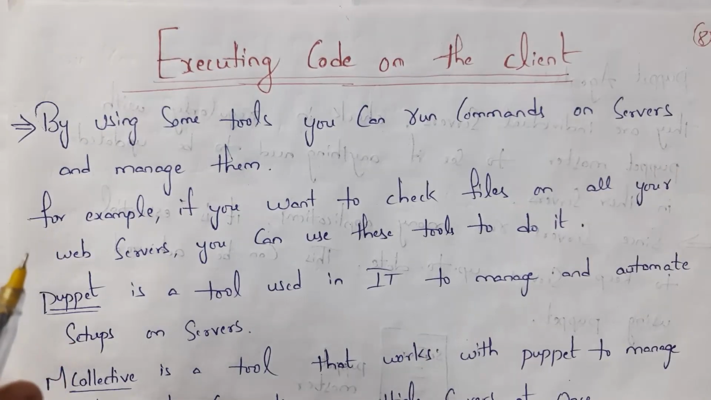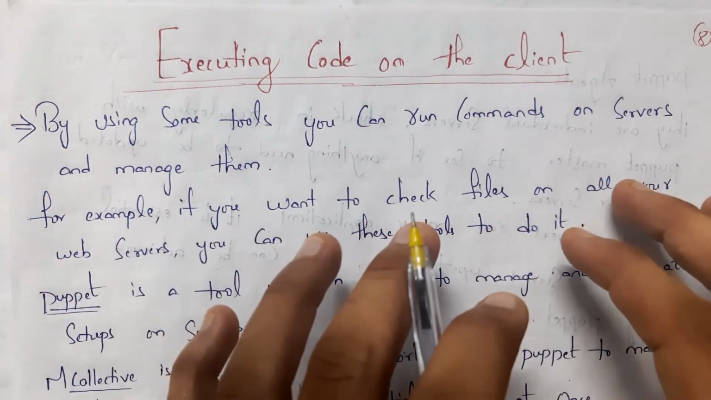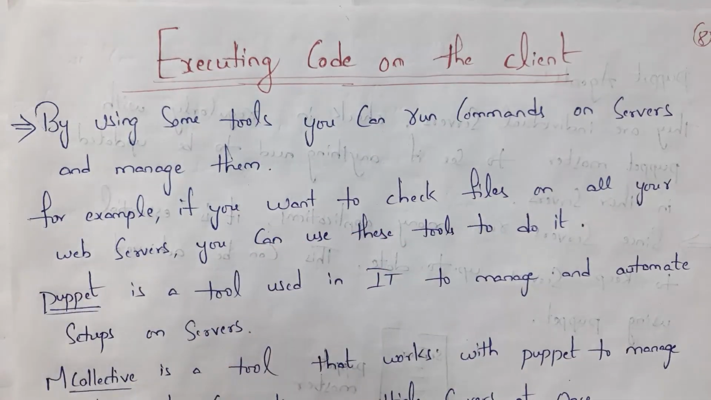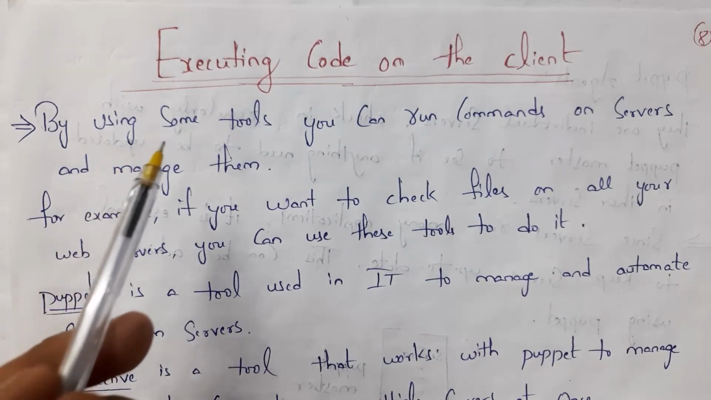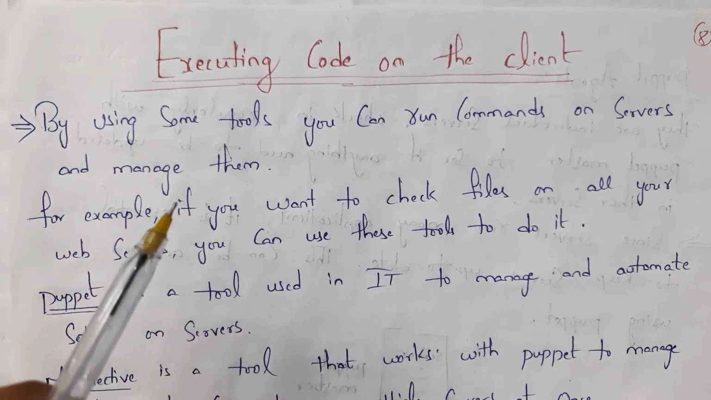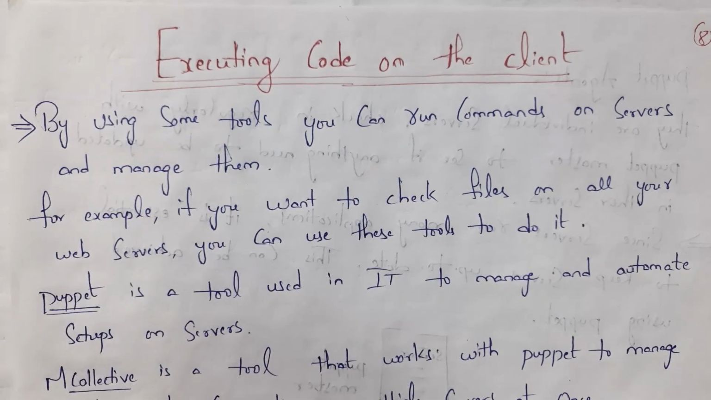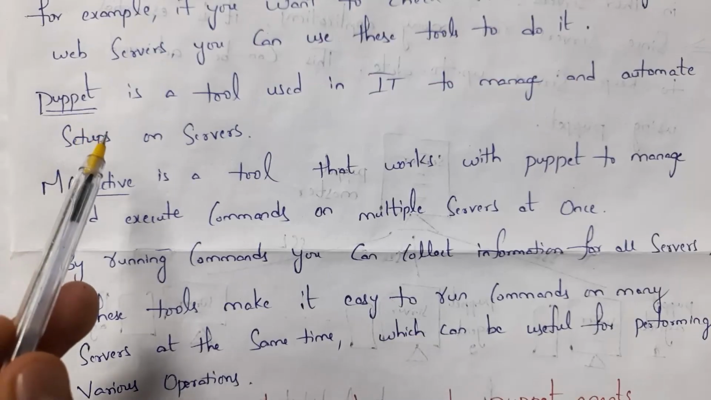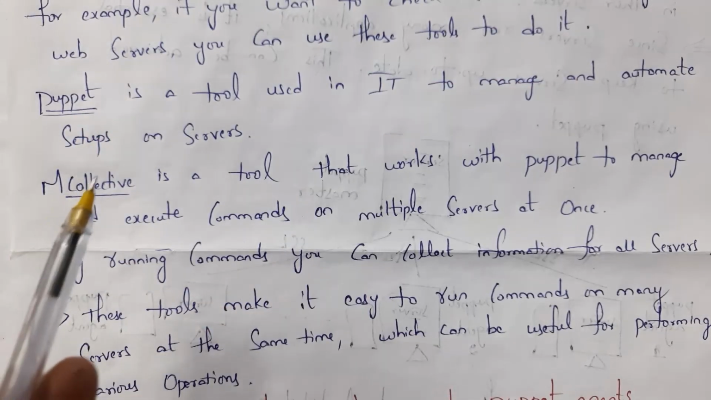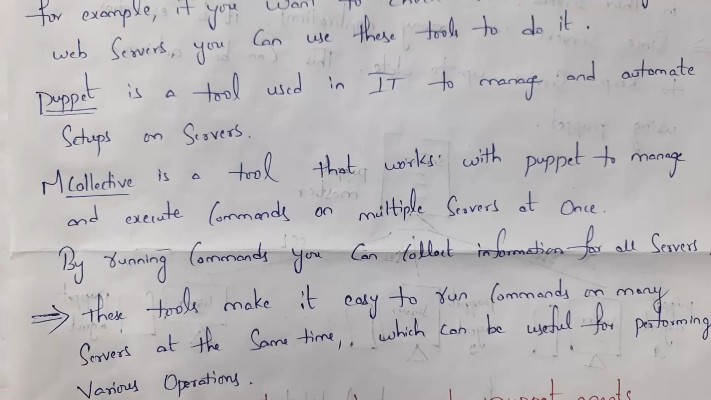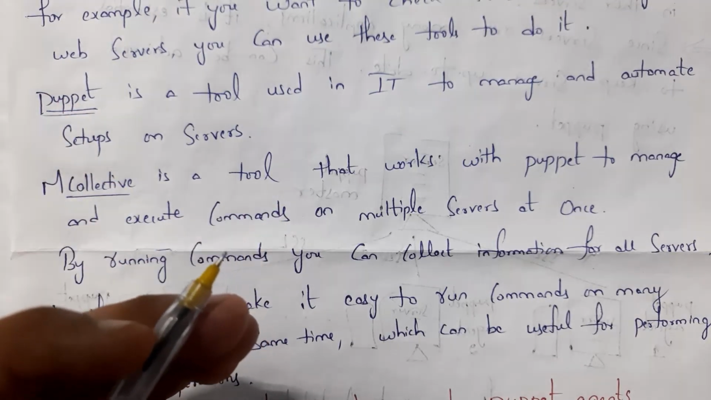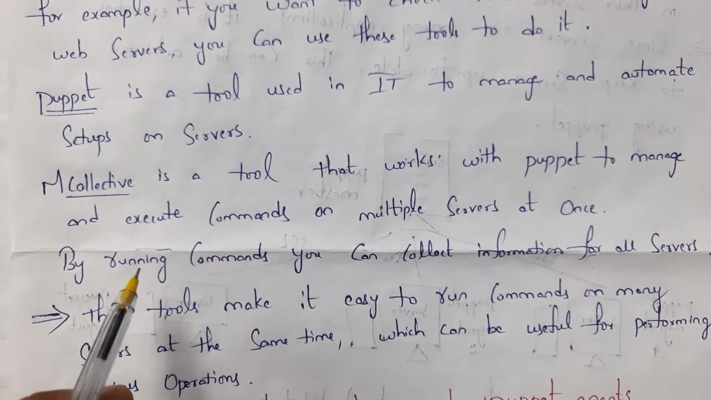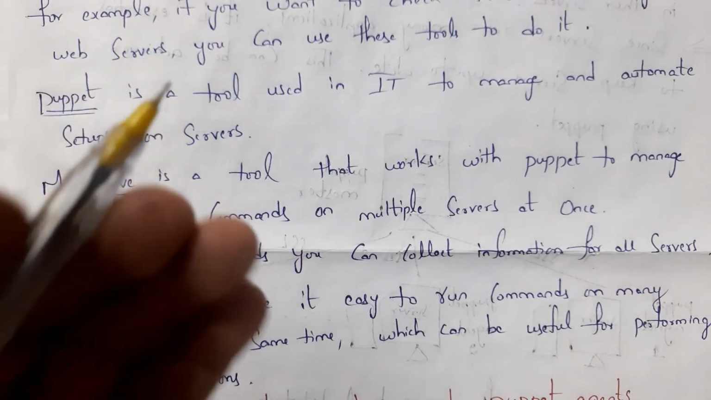Guys, by using some tools, you can directly run commands on the servers and then you can manage servers. For example, I want to check how many files are working in my server. So directly I can use these tools and I can run commands on the server in order to check how many files are working. Puppet is one of the popular tools used by IT in order to set up and manage servers. And the next one is mcollective. You can use this tool along with the Puppet tool. By using this tool, you can run commands on multiple servers at a time. So by running a single command, you can collect information from all servers.